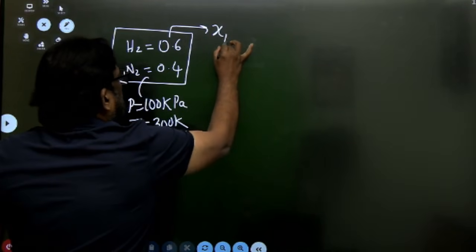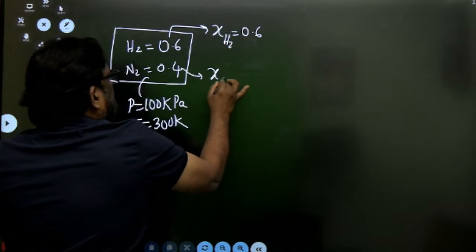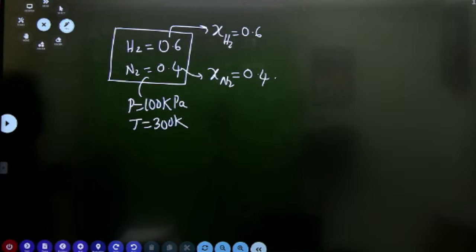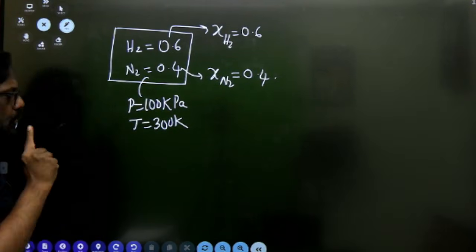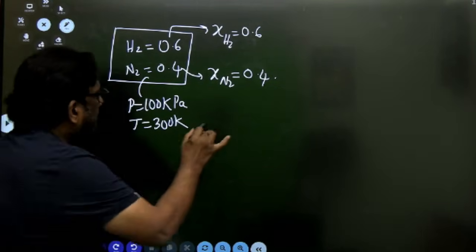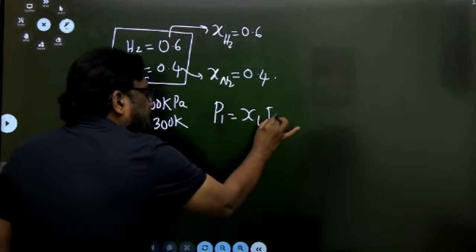This is hydrogen and that is equal to 0.6, and this is X of nitrogen and that is equal to 0.4. कोई बात नहीं सर, absolutely fine. अब सुनो carefully. You also know one thing clearly. The partial pressure: if I want the partial pressure, it will be mole fraction into total pressure.